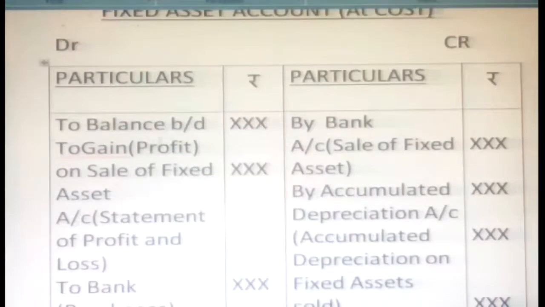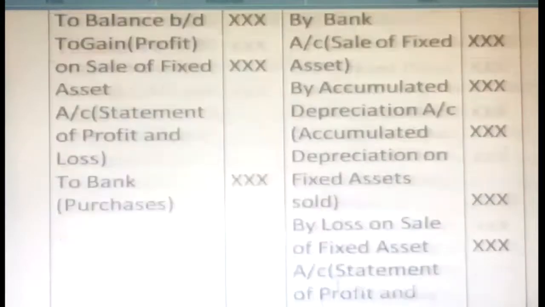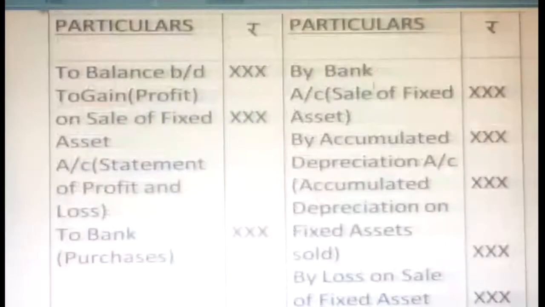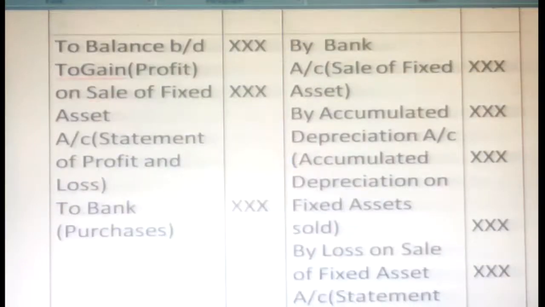Already you know what our opening balance is. See, the closing balance we mentioned here. Okay, again a sale of asset by bank, then purchase of asset to bank. Similarly, any gain, any loss here. Gain is on the debit side, loss is on the credit side.